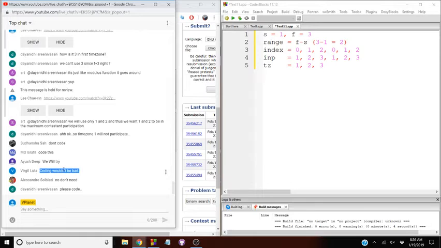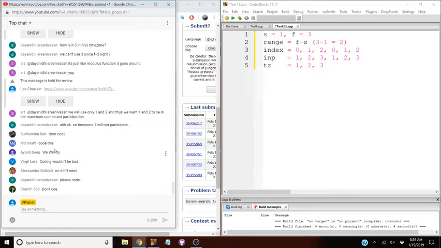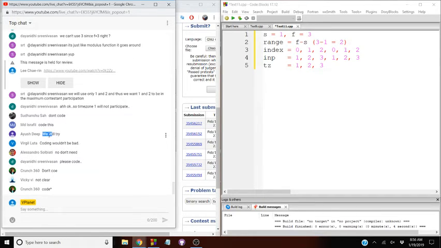Okay, coding wouldn't be bad. I assume that's a positive. So, alright, I'm just gonna ignore these two. I need a straightforward code or no code answer. Let's see. Don't code is 1. Code is 1. And these two cancel. These also cancel. Don't code. Code. These two cancel. Oh wait, these two are the same person. These two kind of cancel.